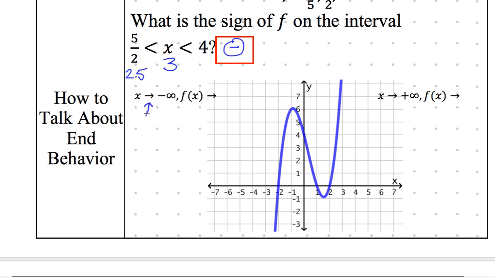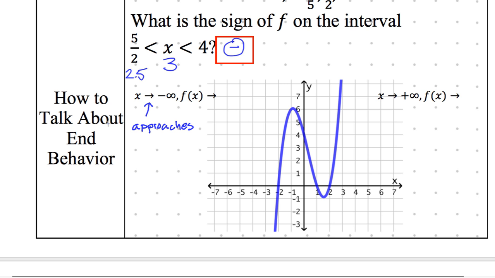This symbol right here, you don't say "arrow." Don't say arrow. Say "approaches." Wait, where is it? At the bottom of your notes: how to talk about end behavior. Why can't you say arrow? Because you'll sound like a simpleton.